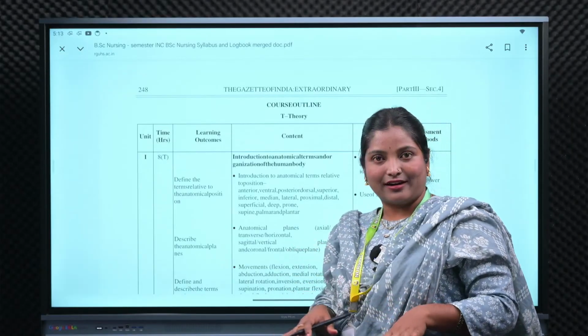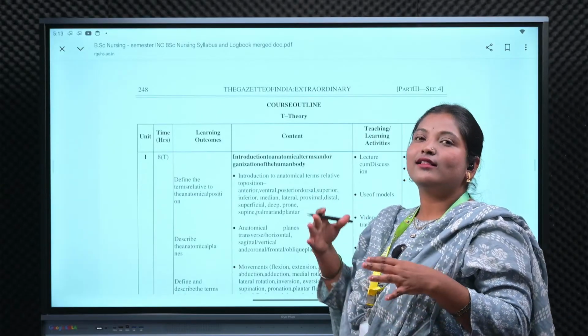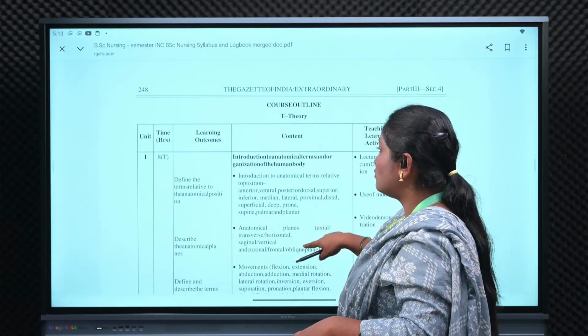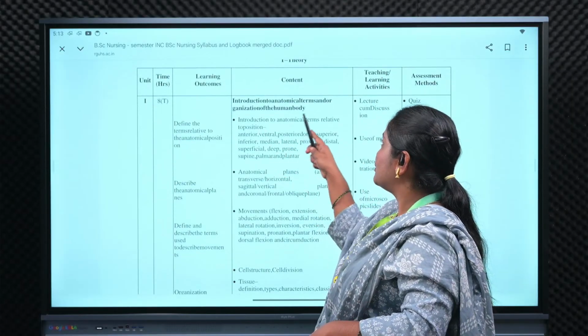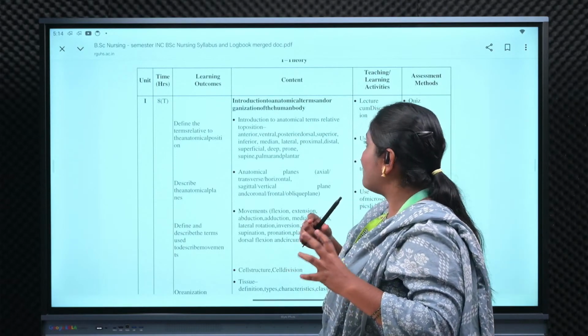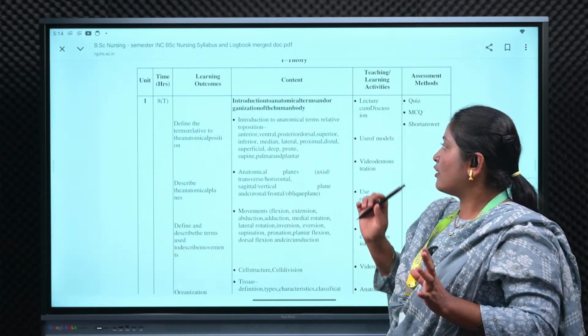Okay, the cellular level organization, the systemic level organization, all the levels of organization you are going to see. Later we can discuss that too. So here is the introduction to anatomical terms related to position, related to planes, and related to movements. All these things we are going to see.